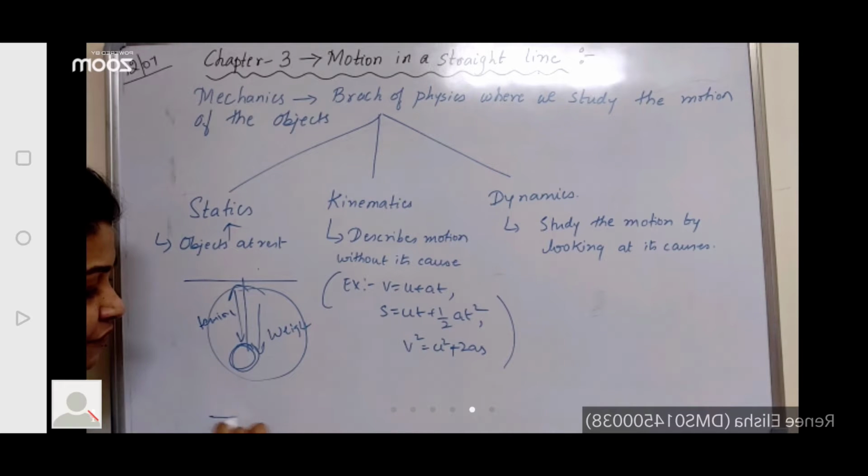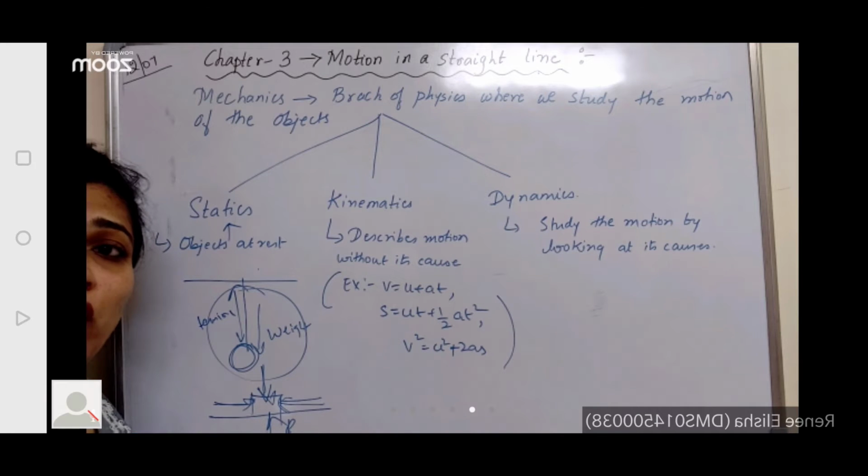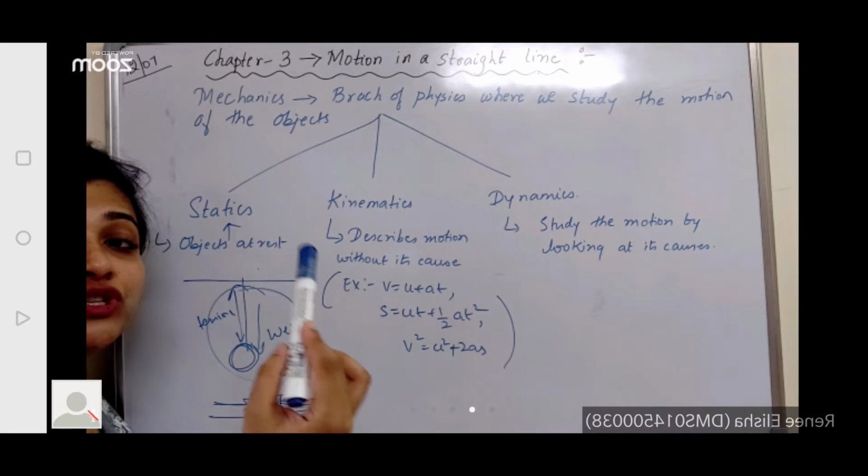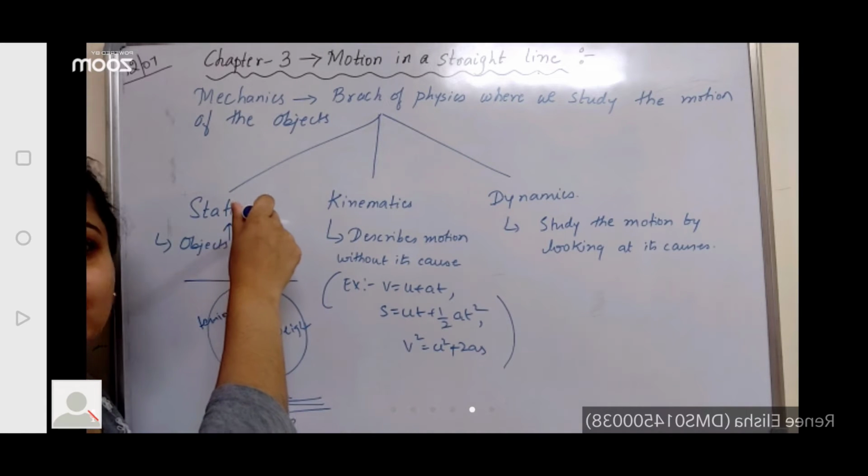One example can be a book on the table. If a book is on the table, there exist some forces here, right? This is the gravitational force which is acting downward. Then there is some reaction force according to Newton's third law. Then you have the normal force here, right? So any kind of object which is at rest, the study of such objects is nothing but statics, all right?